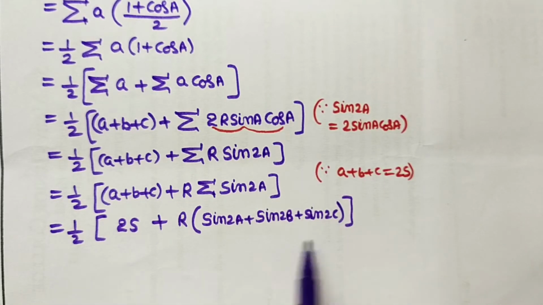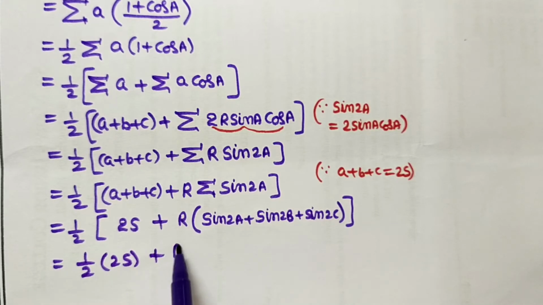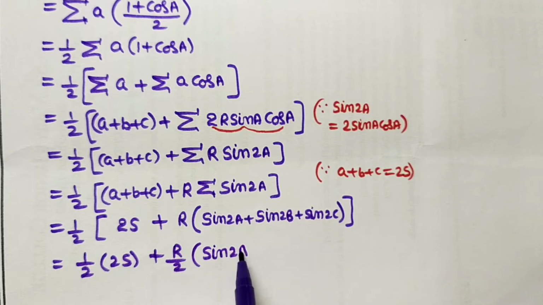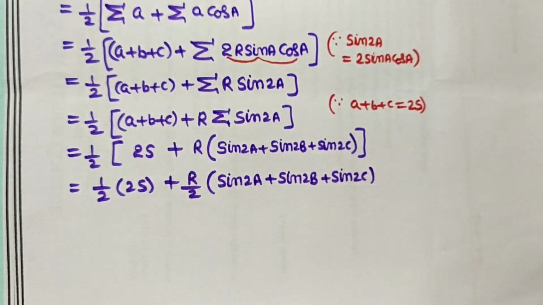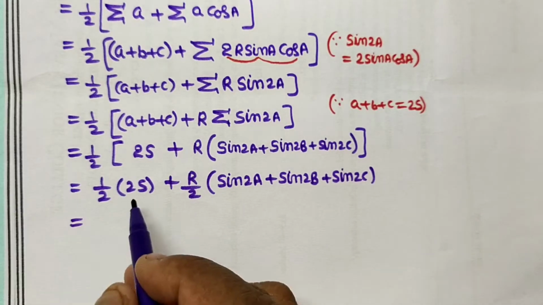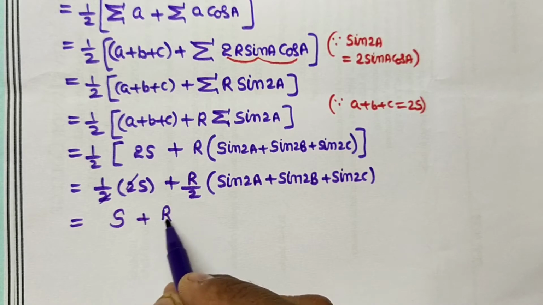Now multiplying each and every term by 1 by 2: 1 by 2 into 2s, plus R by 2 into sin 2A plus sin 2B plus sin 2C. Here the 2s get cancelled. S plus R by 2.